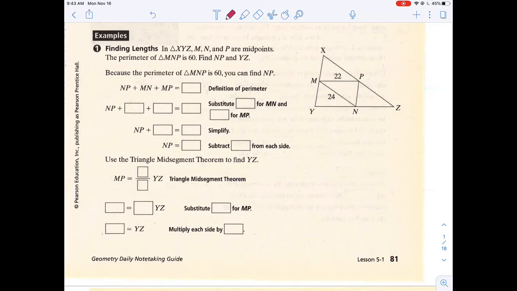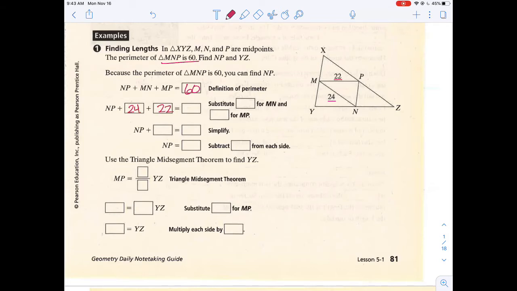Okay, let's try some examples. So first, we're going to find the lengths in triangle XYZ. M and P are midpoints. The perimeter of triangle MNP is 60. First, we're going to find NP and YZ. So we know the perimeter is 60. So if we add up each of these pieces, it has to add up to 60 by the definition of perimeter. Then it says MN is 24 and MP is 22.